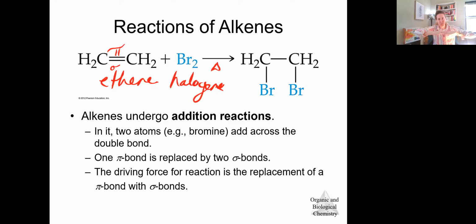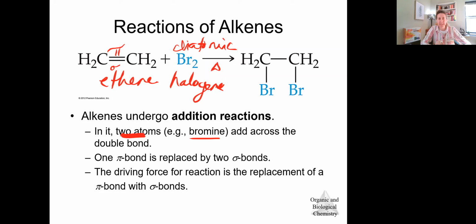That pi bond will break and then open up sort of like a double gate, and it basically adds on these two separate atoms of bromine, the halogen, onto the carbon chain. We call that addition. Please take note of the following. Two atoms, in this case, two bromine atoms in this diatomic bromine molecule, add across the double bond.